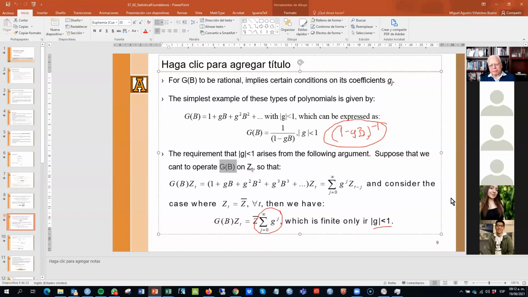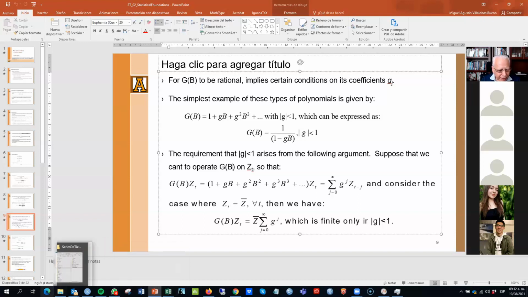So if my series is going to have a decent behavior, then I will need to make sure that the infinite sum of the coefficients G to the j converges, and that's only true if G is less than 1. This is related to the difference equations theory that is in that video that I will make available in Brightspace.